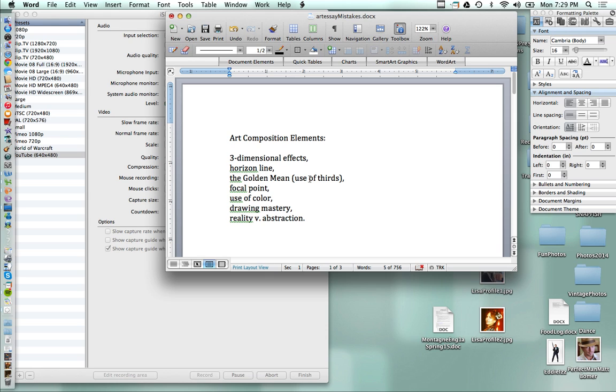The golden mean is a mathematical principle, and it's about the use of thirds, and most compositions are divided up into three areas of the canvas, sometimes in more than one way. A focal point is the central idea, usually a central figure or place in the canvas where the meaning is derived. And the use of color creates mood and atmosphere and the emotional overall effect of the painting.